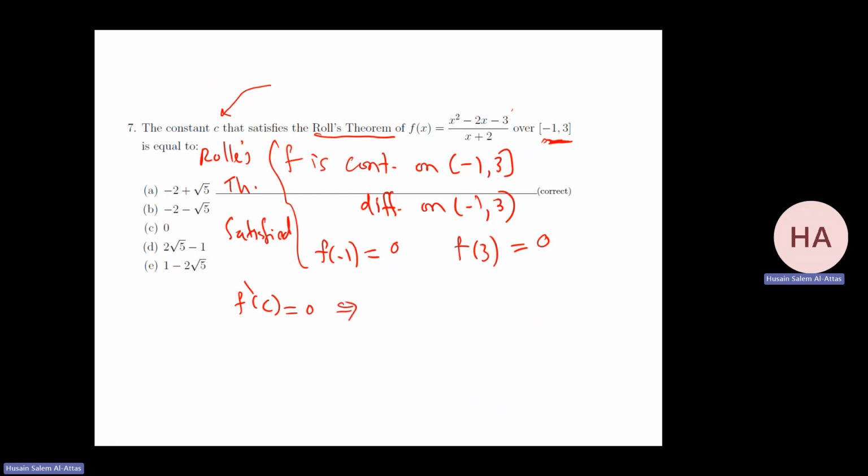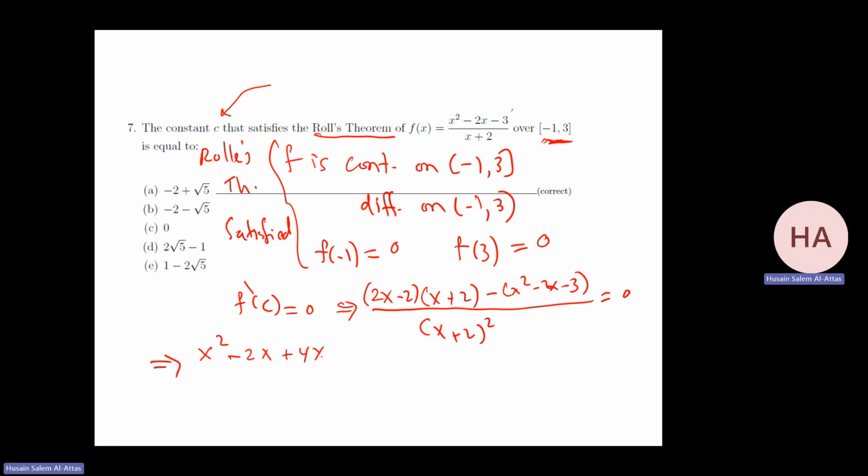So let us find what f prime is. f prime will be what? The derivative of the numerator, 2x minus 2, times the denominator, x plus 2, minus the derivative of the denominator, which is 1, times the numerator, over the denominator squared. That should equal 0. Wait a minute. Let me do it in steps. Minus 2x plus 4x plus 2x. Yeah, so that will be 4x.